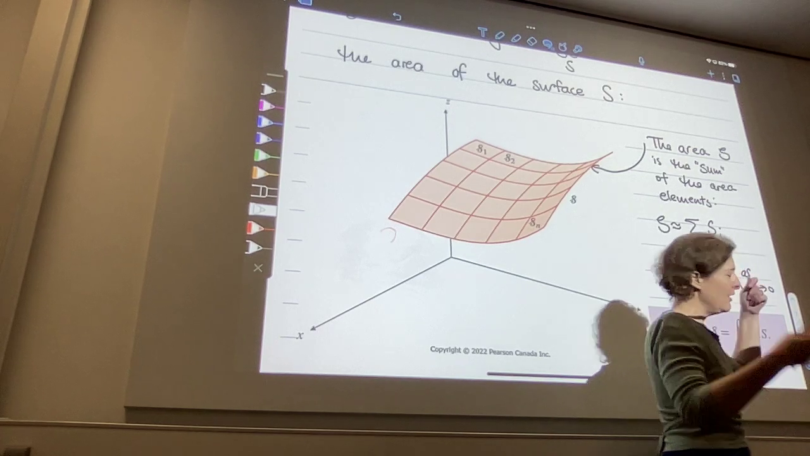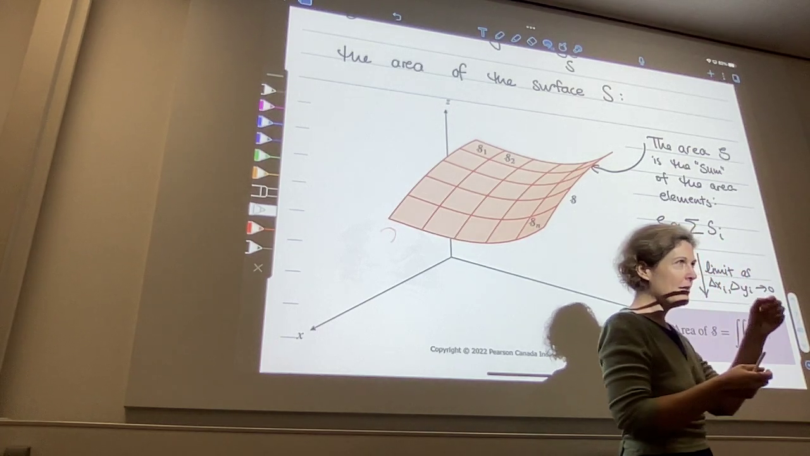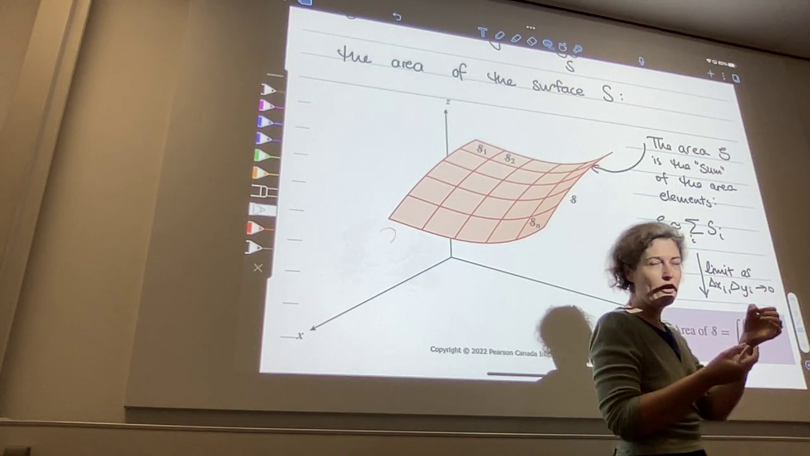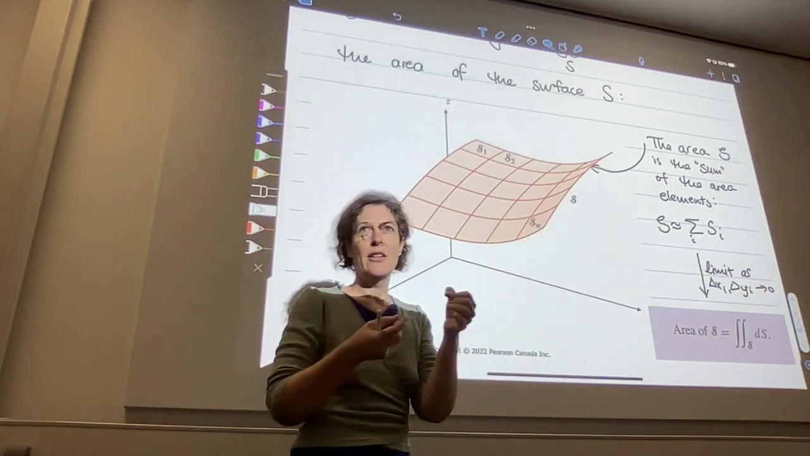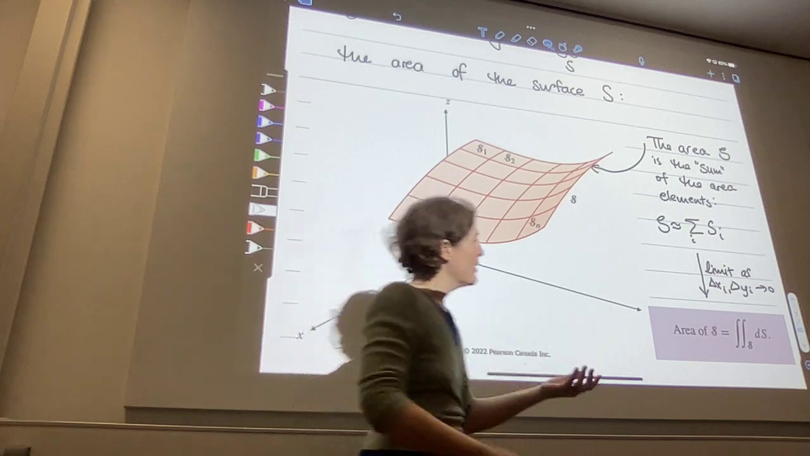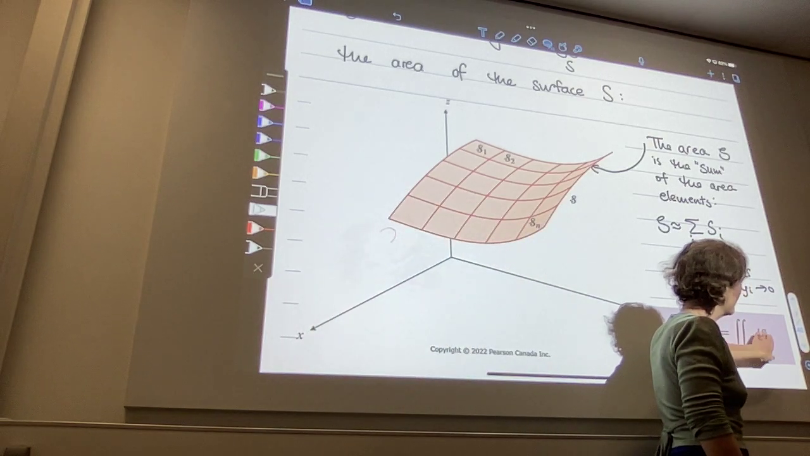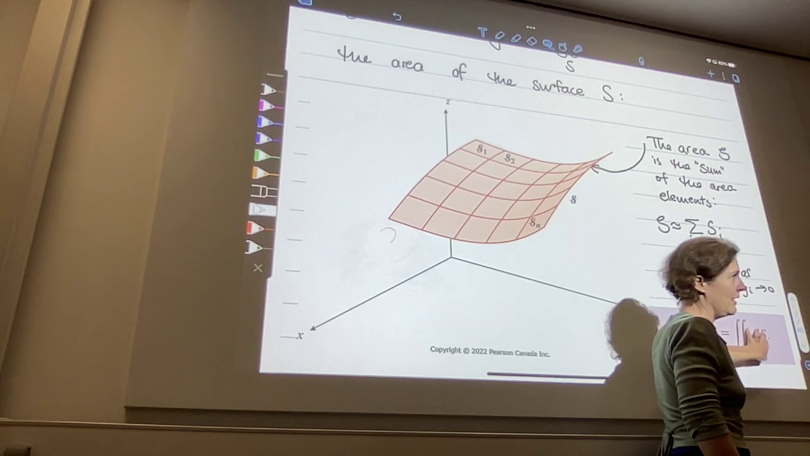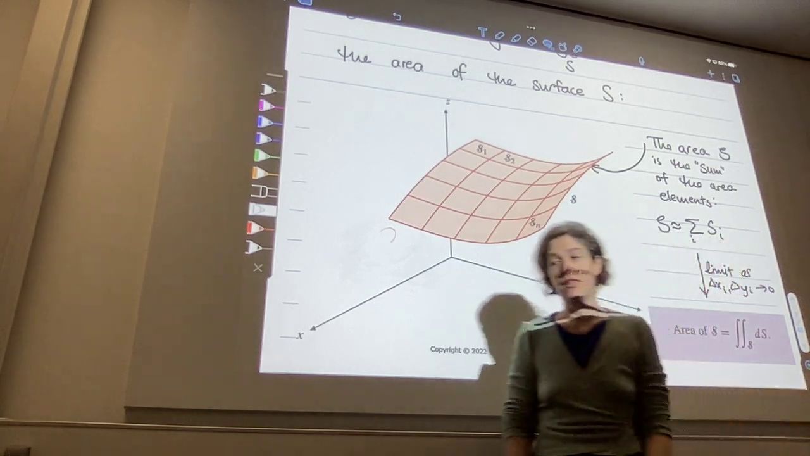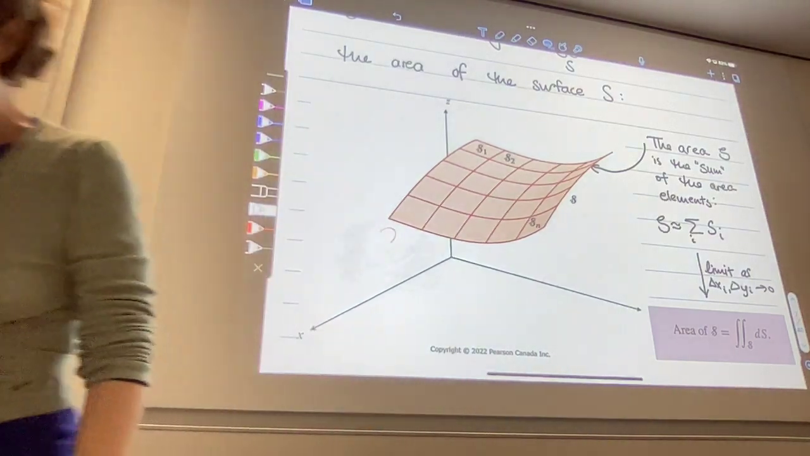Remember when we were doing line integrals, we had a little ds, and we had to turn that into things in terms of dt. And then we could integrate. Here, this is actually an area element, so it's going to be a du dv kind of thing. So we need to find out what dS is, and then we can do the integral.